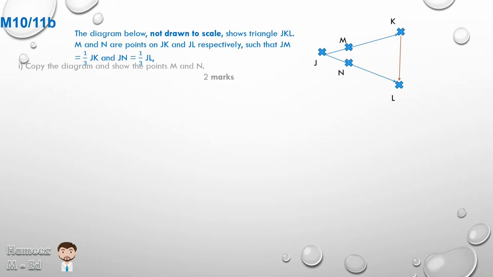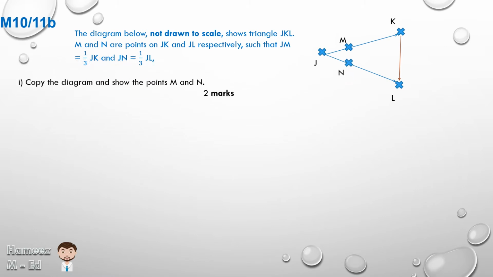Part 1. Copy the diagram and show the points M and N. And we've just done that. Given in part 2 that JM is equal to u, well, let's put that in. And that means we're moving from J to M. We're going to the right, and that will be u. So if we are going to the left, it will be minus u. And JN is equal to v, so let's put that in as well.